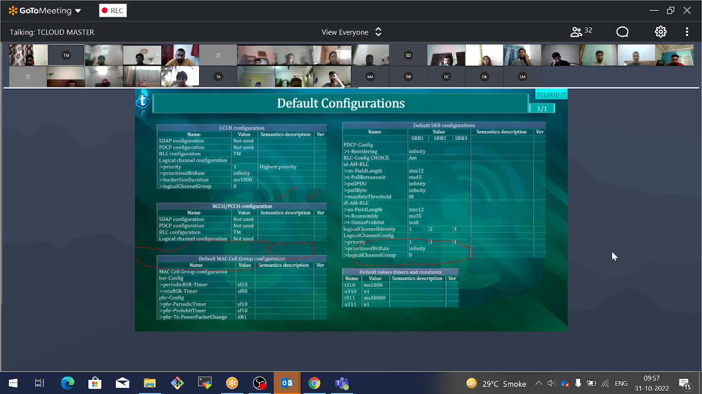These parameters cover every protocol layer: how AMRLC should work, how PDCP should work, what is the logical channel identity that is considered by MAC layer while constructing the transport blocks, what are their priorities, when we have to compare which logical channel data we have to send first.